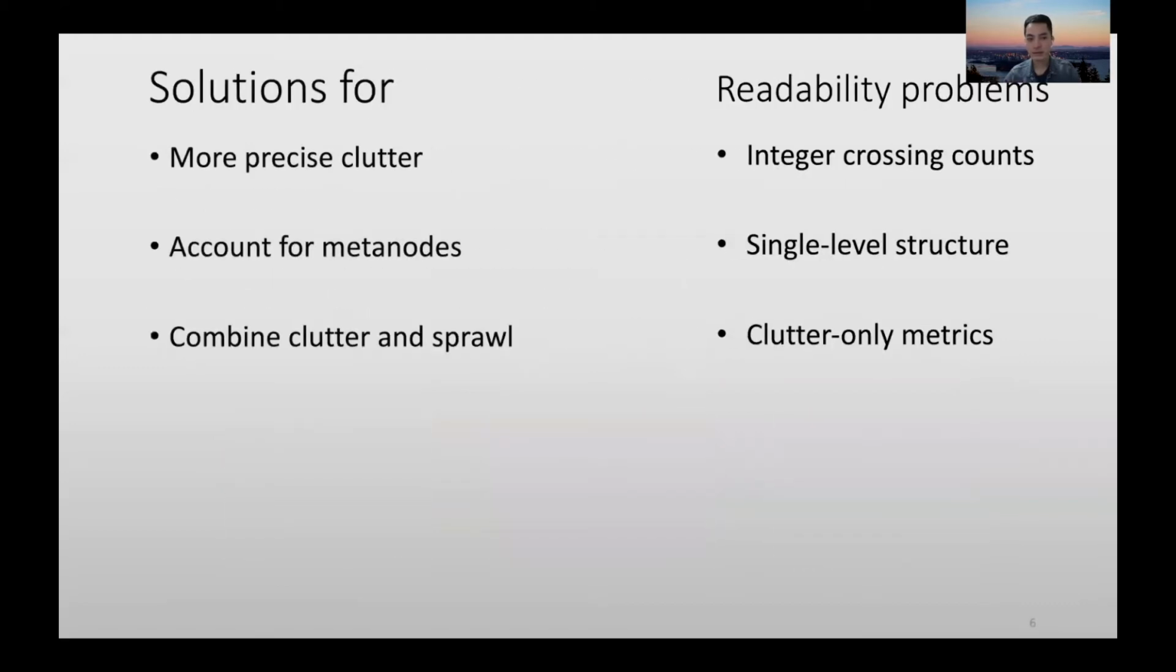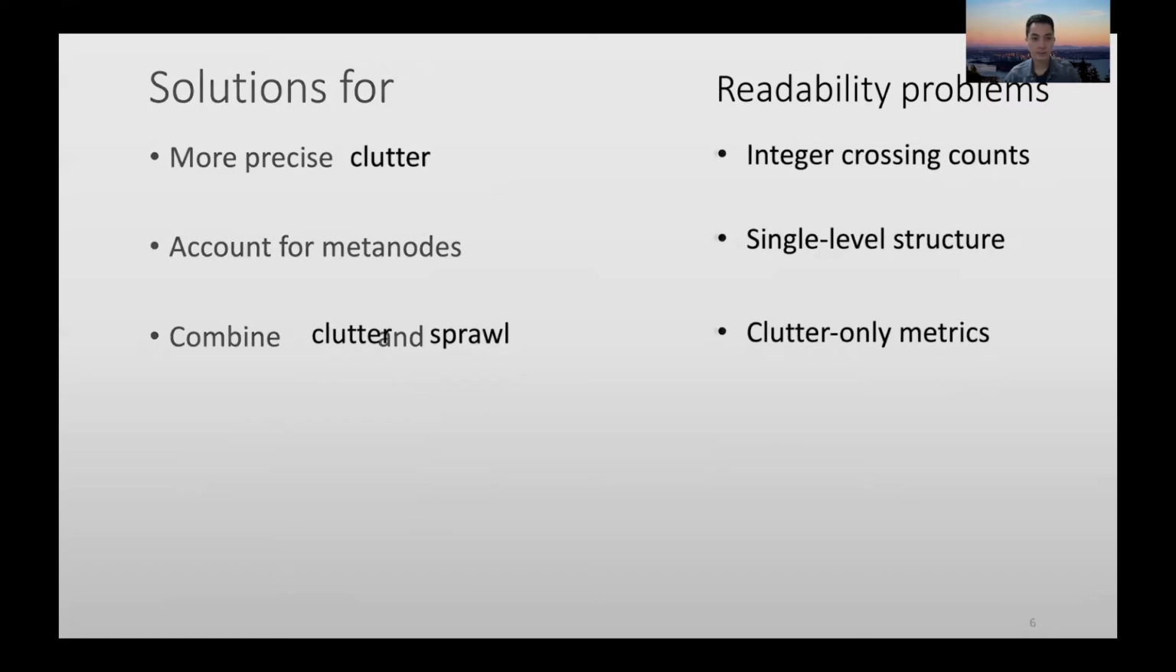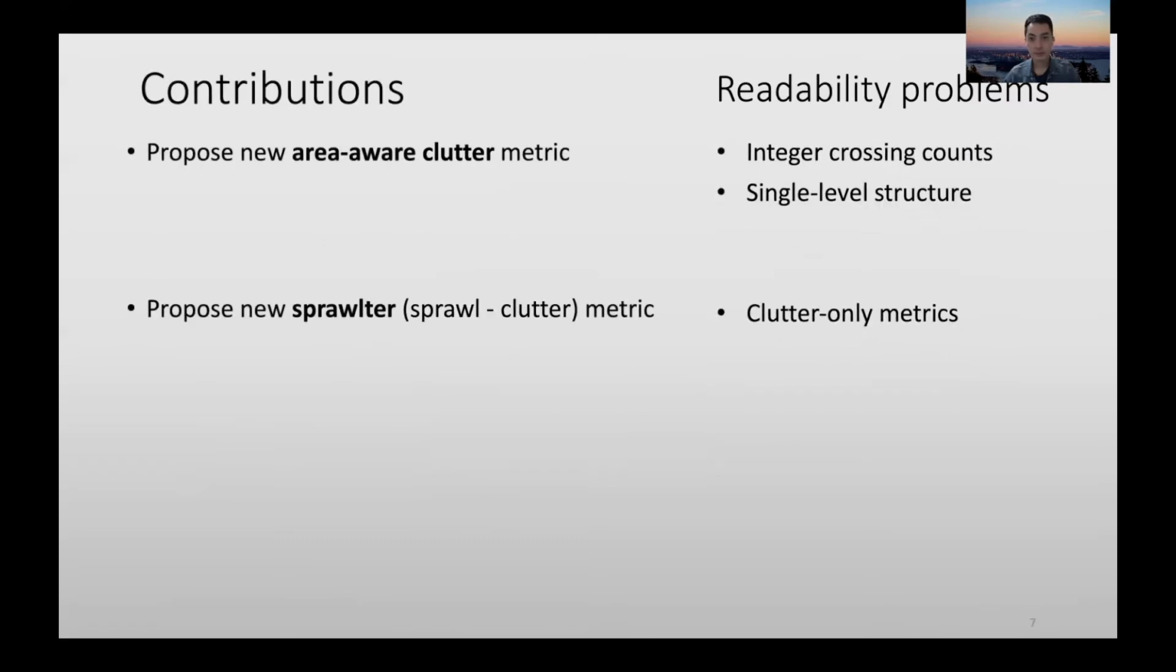To address these problems, we have a few ideas. We want to have a more precise clutter metric, and we want to account for metanodes or multi-level structure. We also want the metric to combine clutter and sprawl. In this paper, we propose two new metrics to do so.